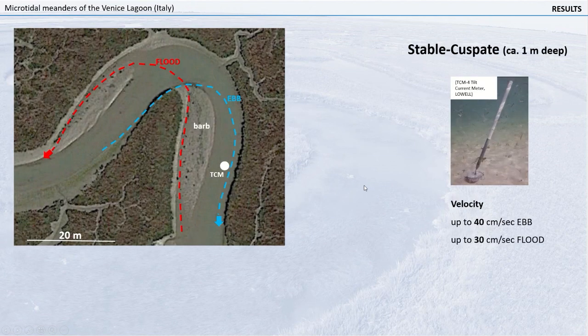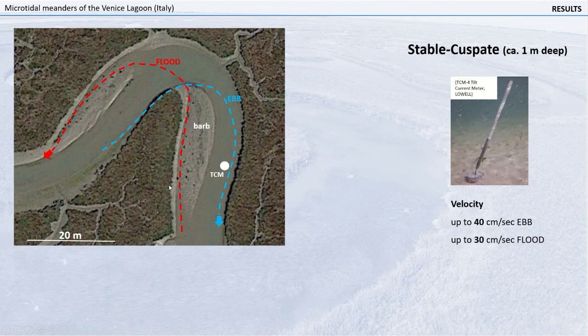The last study case is a stable cuspate band. It's a much shallower channel, so we didn't manage to run ADCP measurements. We managed just to have an idea about flow velocity during a tidal cycle using current meters. At the specific site, flow velocity is maximum during ebb, 40 centimeters per second, and during flood we measure a maximum of 30 centimeters per second.